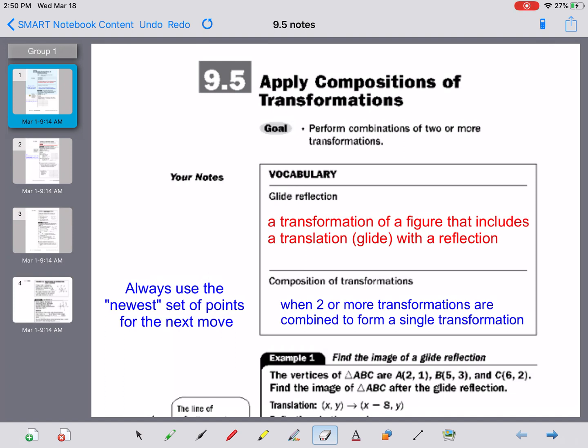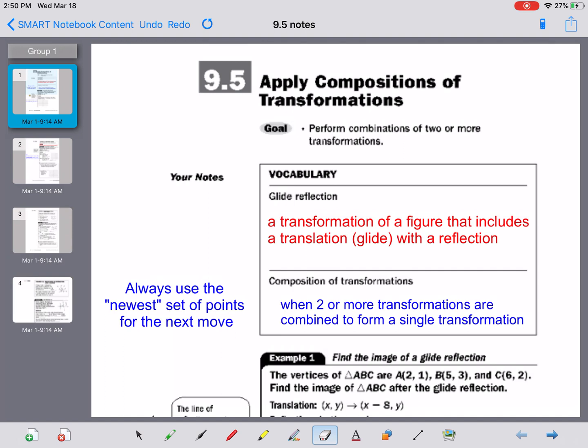Our second definition is composition of transformations. And this is when two or more transformations are combined to form a single transformation. So this can include two rotations, two reflections, maybe two translations all in the same thing, but most commonly it mixes and matches between the three transformations.